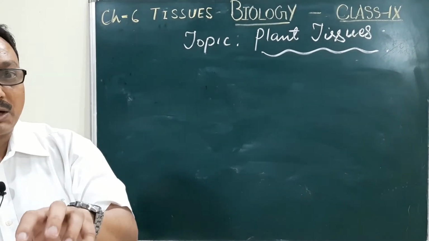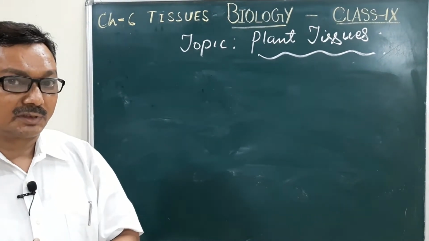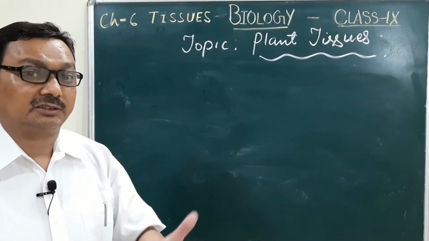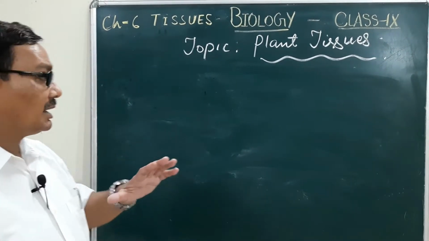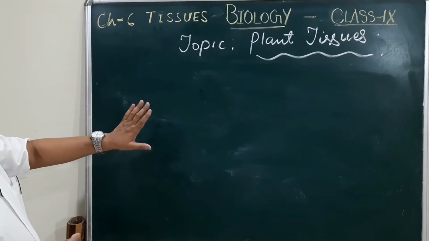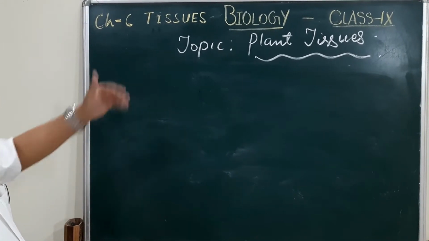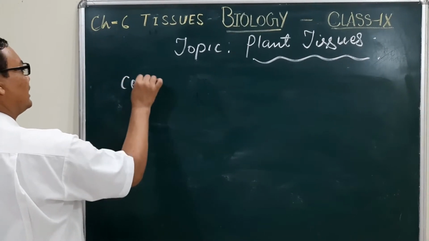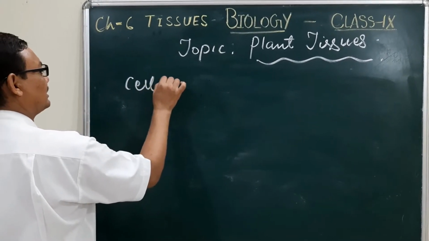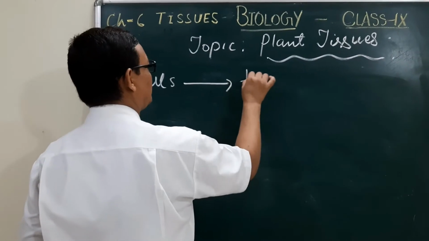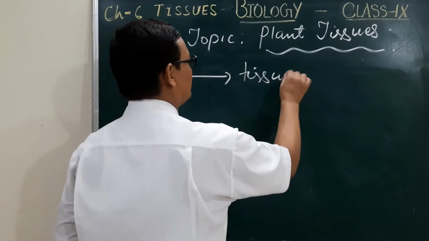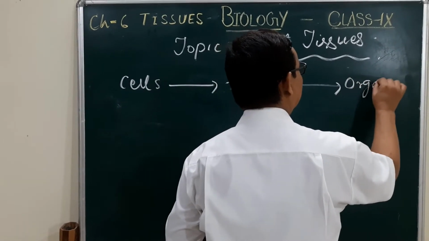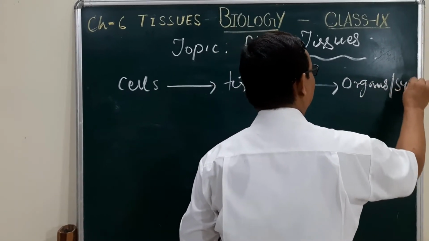But how are those parts formed? Those parts are formed with the differentiation. It is already discussed in the last class of this chapter. That differentiation is like this: cell will differentiate into tissues, and tissues will be differentiated into the organs and system. Organ system.